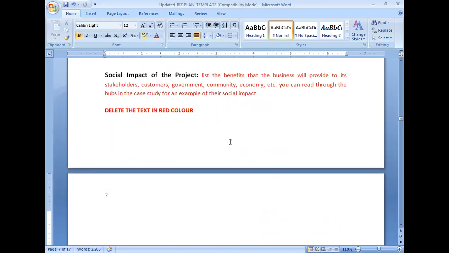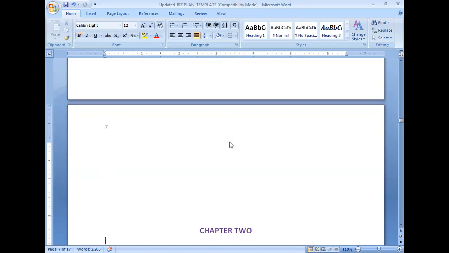So having said that, social impact. What is the proposed social impact of your business? What benefits will the stakeholders, the customers, the community get from your business? Is it job creation, youth engagement, crime reduction, combating rural-urban drift, etc.? So list as many as possible in your social impact.